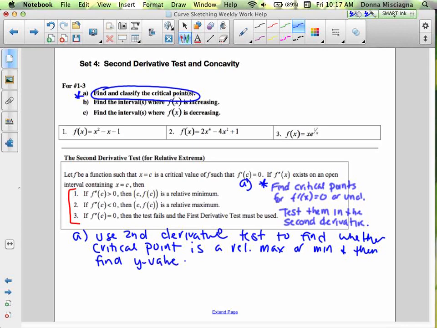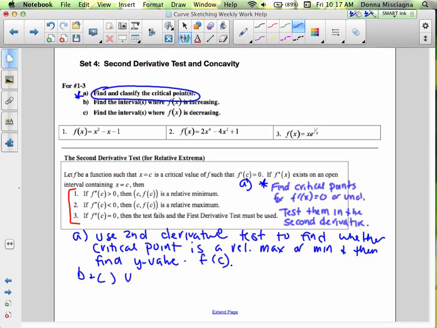So that's just f of c, whatever it is, right? It's just called c, the critical point. You just plug it back in. For B and C, it actually goes together. You can do it as one part.